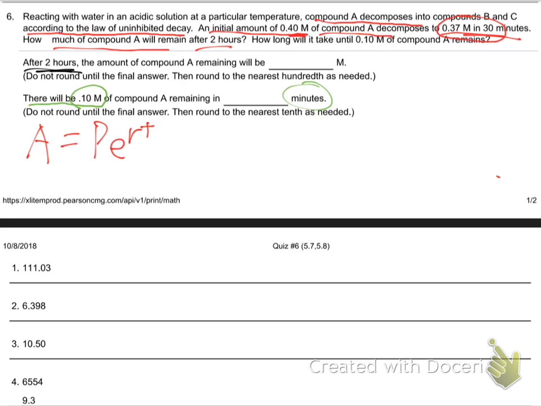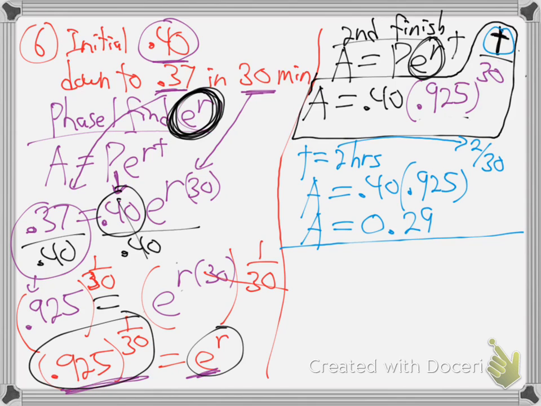Now the next question is, they say there will be 0.10 left in how many minutes? So 0.10 left. Oh, wait a minute. I made a mistake on that last problem, didn't I? 2 hours. My formula had been in minutes up to then. So 2 hours equals 120 minutes, doesn't it? 2 times 60. It's 120. So really, I made a mistake here. This should have been 120 minutes, 120 over 30. And then you'd get the answer, 0.29.